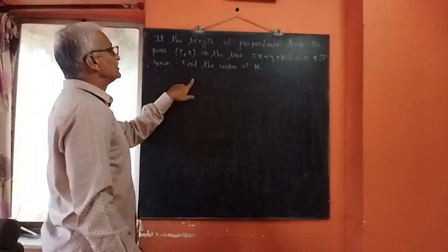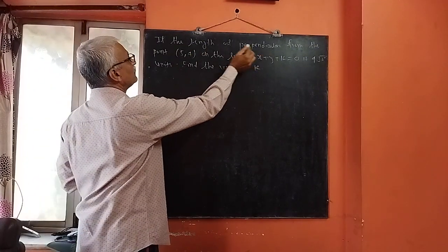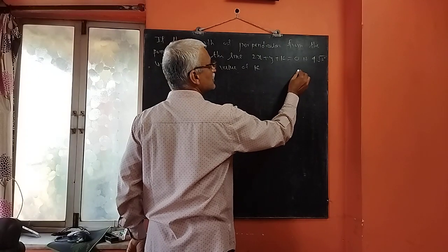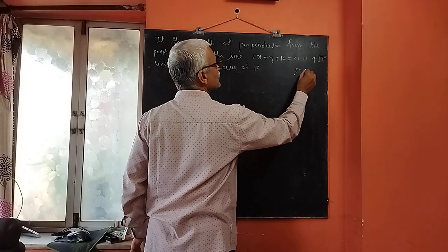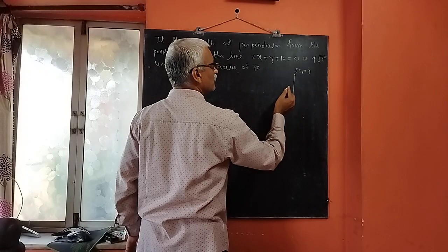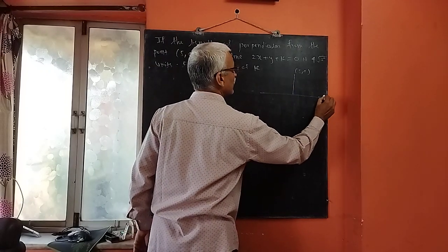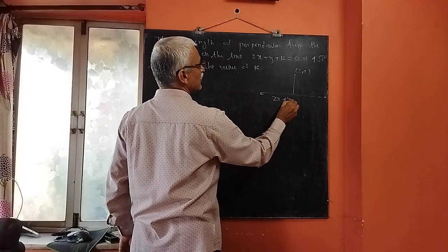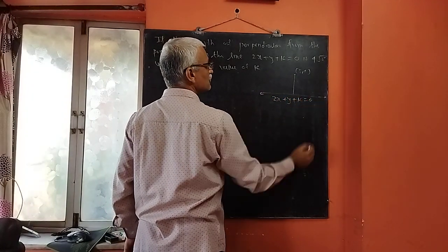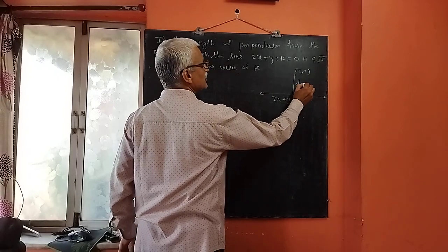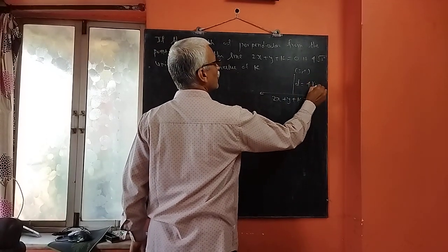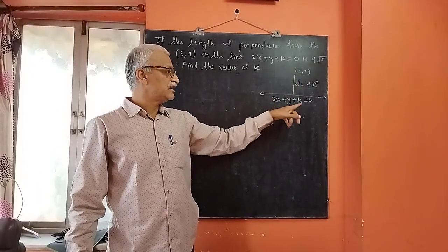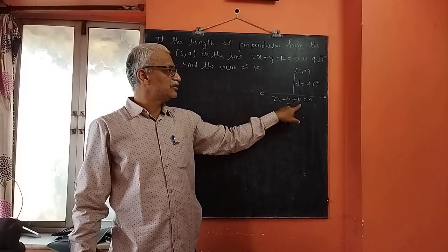In this case, what is given? The length of perpendicular from the point (5, 4). So this is the point whose coordinates are given as 5, 4. This is the length of perpendicular. This is the given line whose equation is 2x plus y plus k equals to 0. And this distance is equal to 4 root 5.